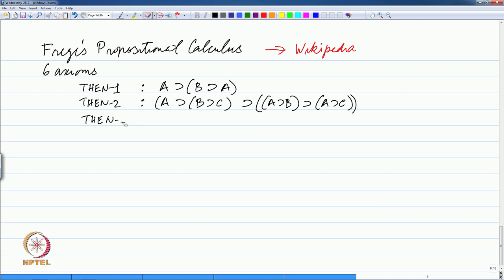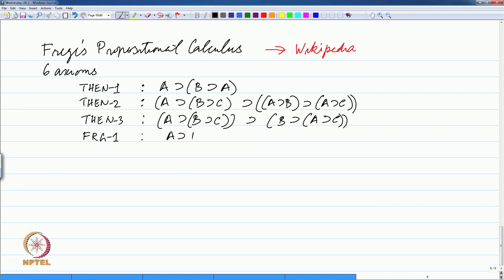Then the third axiom. And 3 more axioms which deal with the negation sign, which are given names based on Frege. You will see some connection with modus tollens here, the connection between modus ponens and modus tollens. Whenever A implies B is true, not B implies not A is also true.